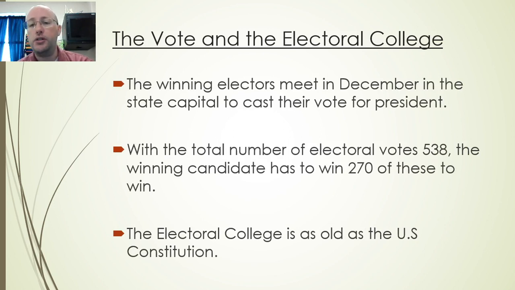They meet up in order to basically make it official. With the total number of electoral votes being 538, the winning candidate has to win 270 of these in order to win the election. The Electoral College is as old as the U.S. Constitution. It's how we've always done it.